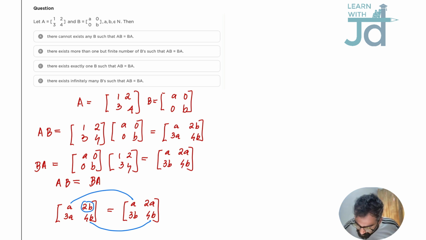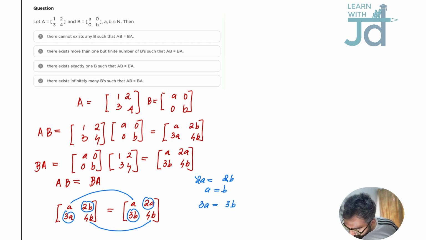But here they are saying 2b is equal to 2a, 2a is equal to 2b. That is a is equal to b. And here 3a is equal to 3b. Same result I am getting, that is a is equal to b. So basically you can have infinite types of matrices. Only condition is these two have to be equal.